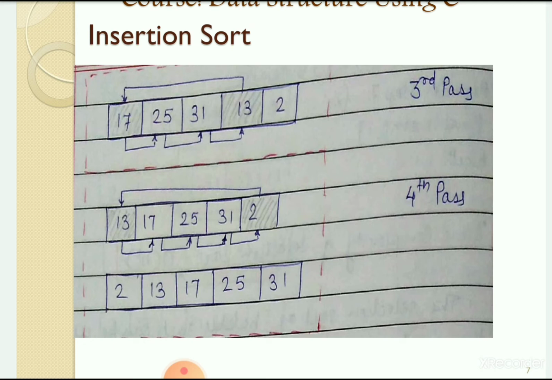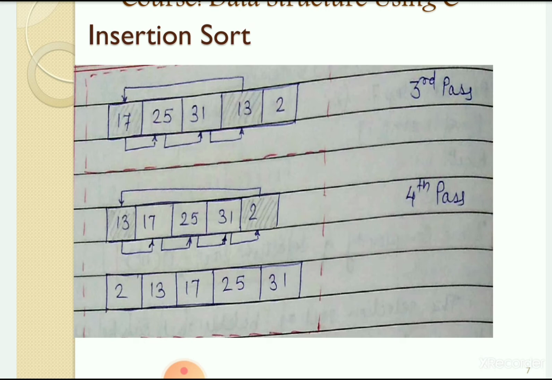25 is at the place of 31. 17 is at the place of 25. 13 we have stored in some temporary variable, so we can directly access it after that. So when we are doing shifting, we have to shift the elements one place to the right. After that, the blank space will be there at the 0th position, and 13 we have to insert in that 0th position. This is the third pass, output after the third pass.